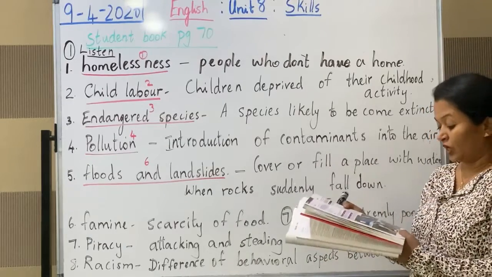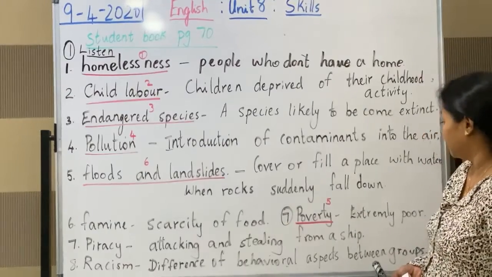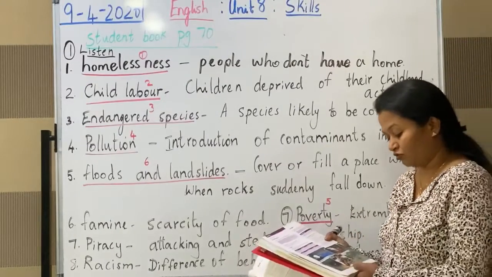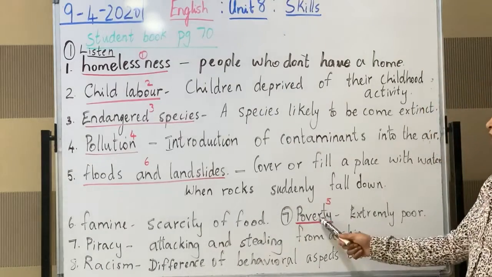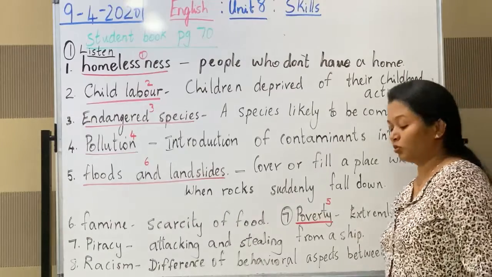So that's number 4. And number 5, you see, where's number 5? Yeah, you see 2 children here without food in their bowl. So that's called poverty. They are extremely poor. So mark number 5 for poverty.